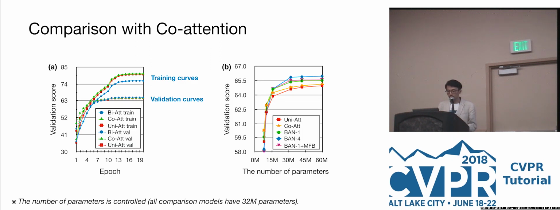The left figure shows the learning curve. The blue line shows that the bilinear attention gives more regularization over the others, whereas co-attention overfits more easily than unitary attention and bilinear attention. In the right figure B, the 4-glimpse model is more parsimonious than the 1-glimpse model. This is the interesting part, but unfortunately, MFB is not significantly different in our experimental setting.